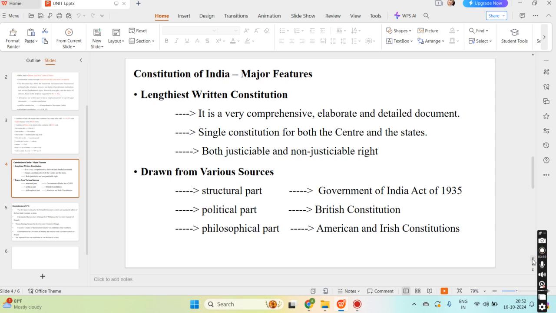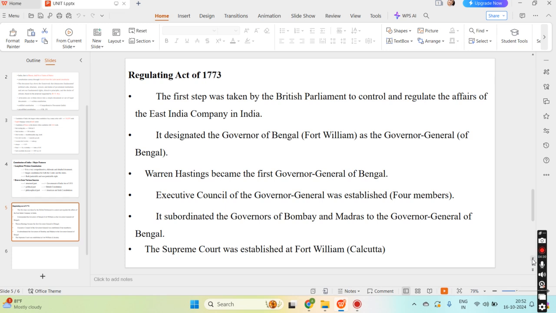The next feature is that it is drawn from various sources. The first one is the structural part, the second one is the political part and the third one is the philosophical part. The structural part comes under the Government of India Act of 1935, and the political part comes under the British Constitution because the British Constitution has separate rules and regulations. Next, the philosophical part comes under the American and Irish Constitution.